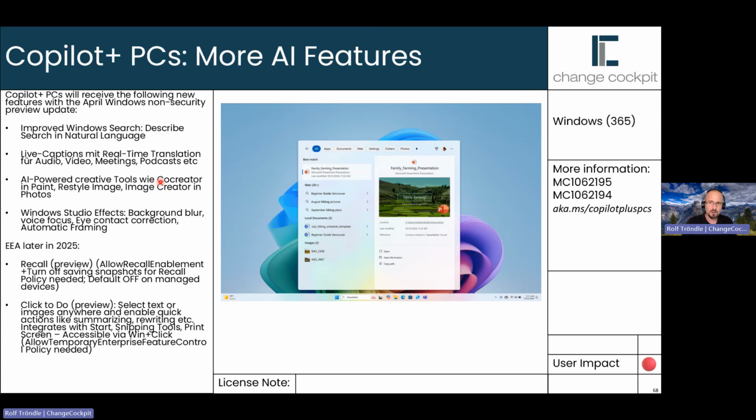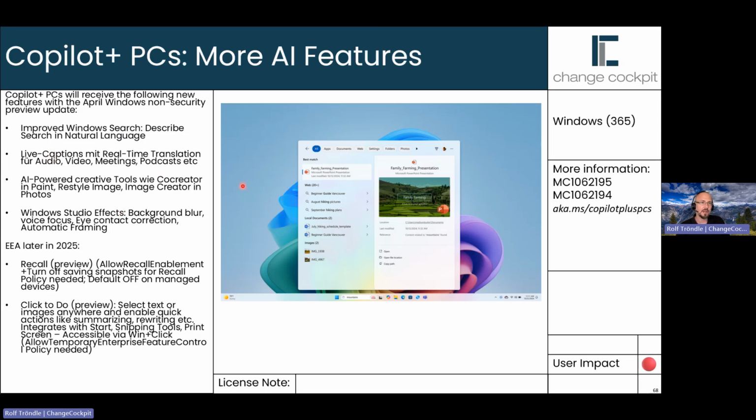You can see if you have a Copilot Plus PC already, if you have the dedicated Copilot button on your keyboard. If so, then you will get improved Windows search, describe the search in a natural language, or live caption with real-time translation for audio, video meetings, and podcasts. That's quite special because it's not only in Teams, it's wherever you listen to a podcast, audio or video can use live captions and live translation within Windows.